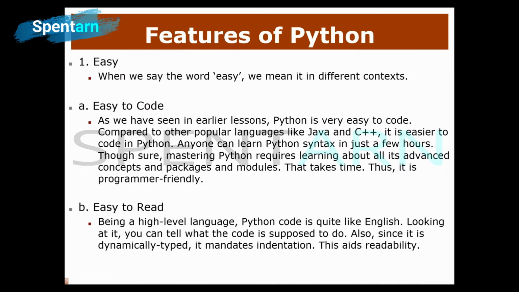Now moving ahead, we have the features of Python. It is very easy because the syntax is just like reading English. Easy to code, as we have seen in earlier lessons, or will see in later lessons. Python is very easy to code, and if we compare it with C++ and Java, it is much easier than them. Easy to read, as it is a high level language. Python code is quite like English. I will teach you how we can write code.